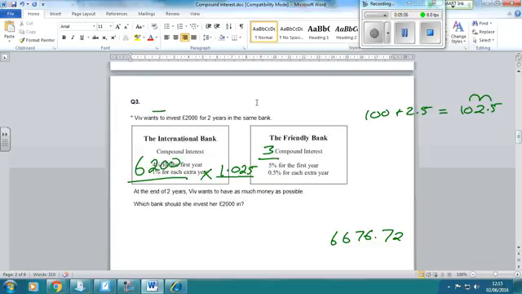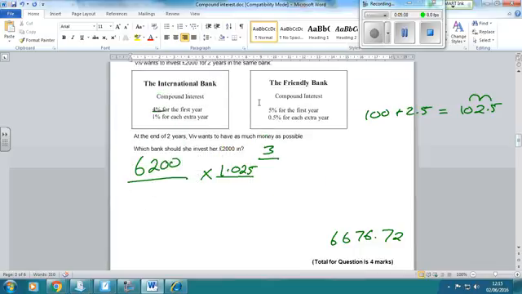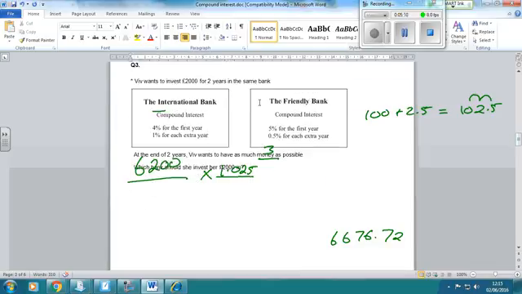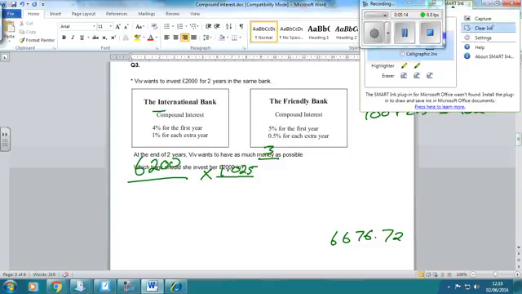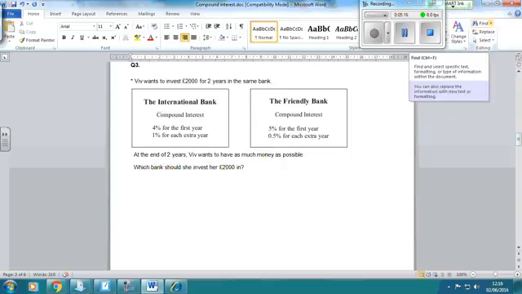Okay, now this one. Viv wants to invest £2,000 for 2 years in the same bank. Which one does she choose? So, compound interest, 4% for the first year, 1% for the second year. So for the international bank, we've got to increase by 4%, then we've got to increase it by 1%.